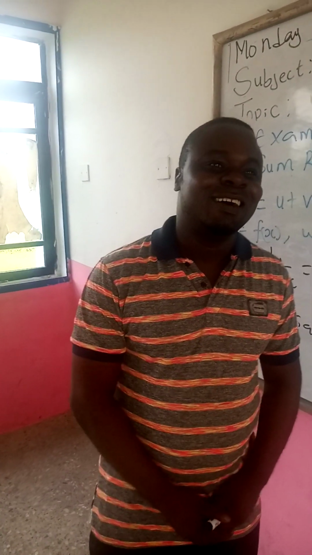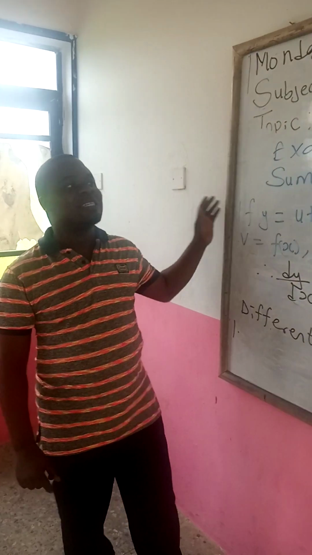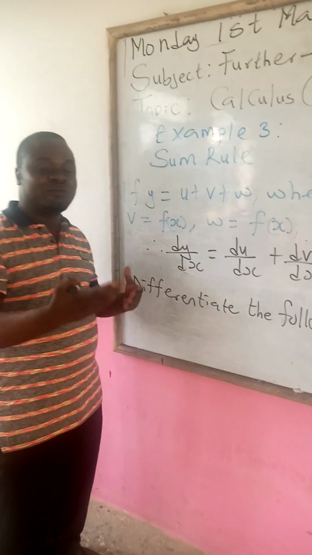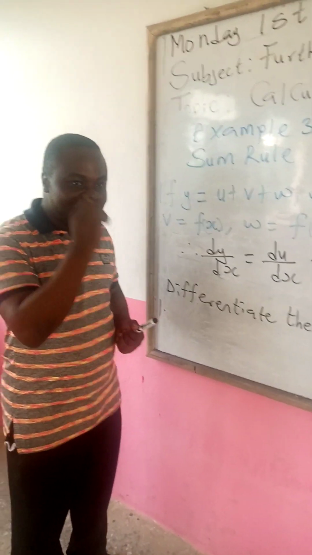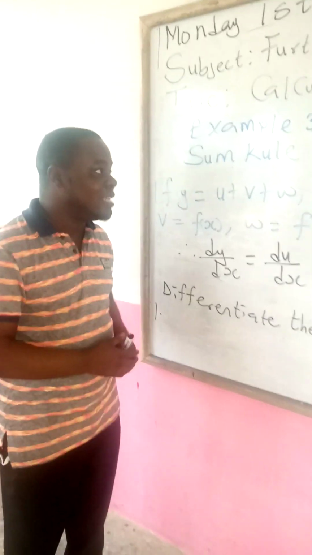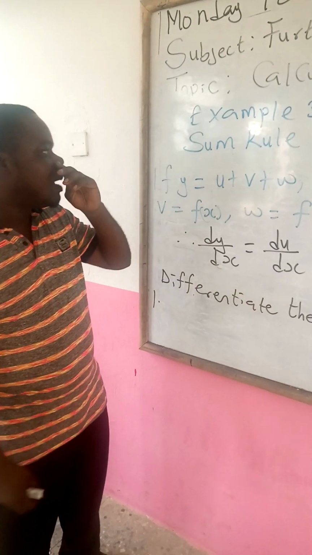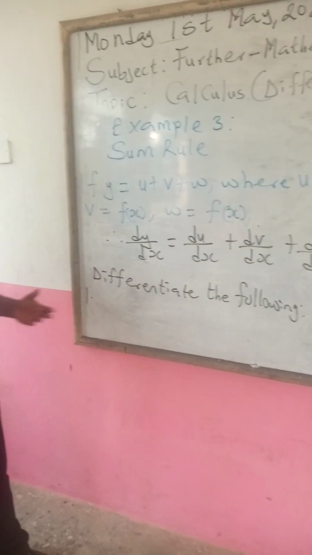this class. We started a topic called calculus, and under calculus we started with differentiation. In our first episode, I taught us how to differentiate by using the first principle. In our second episode, I taught you how to differentiate by using what we call the product rule. Today, we want to apply what we call the sum rule. Sum means addition, so the sum rule.